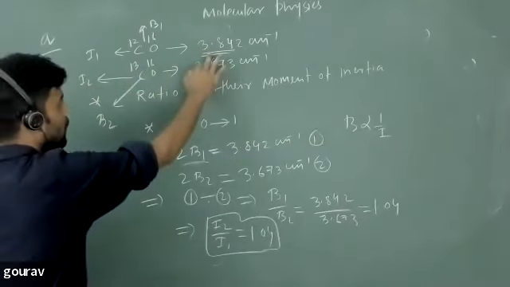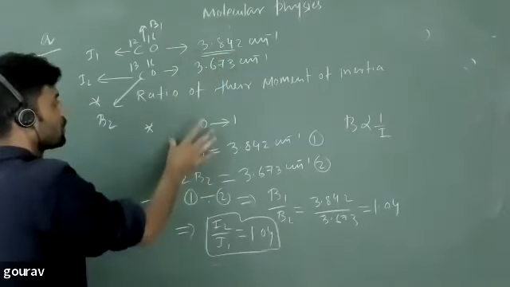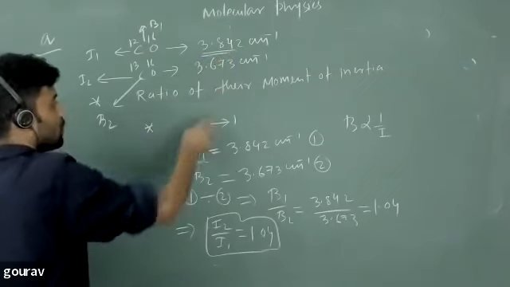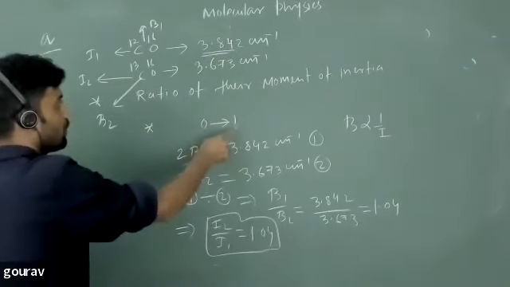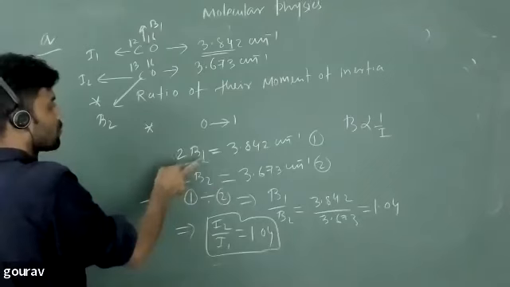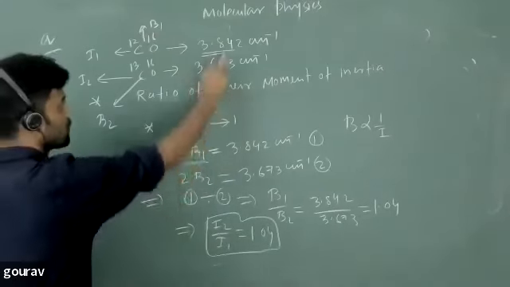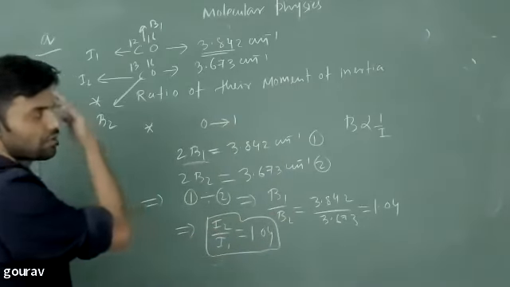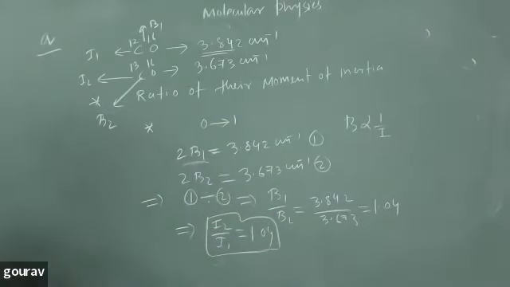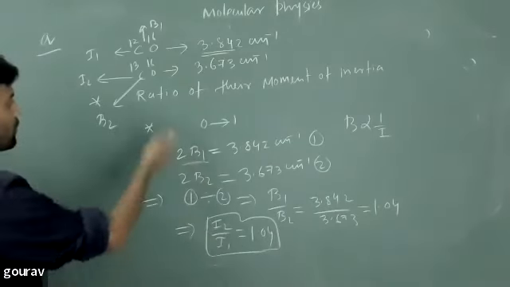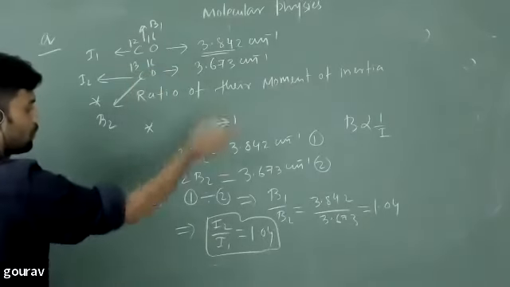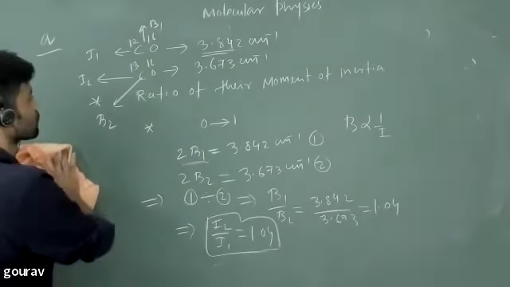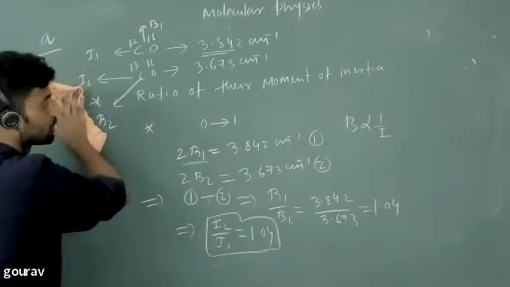So absorption is happening. First absorption means it will be a 0 to 1 transition, and that wave number corresponds to 2B. So 2B1 for this molecule equals this, and similarly 2B2 equals this. Just divide, and we know that B is inversely related to I. So you can clearly see that the ratio of moment of inertia of the second molecule to that of the first molecule will be 1.04. Okay. Shall I erase? Yes.